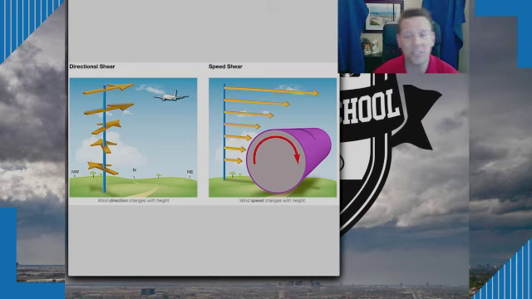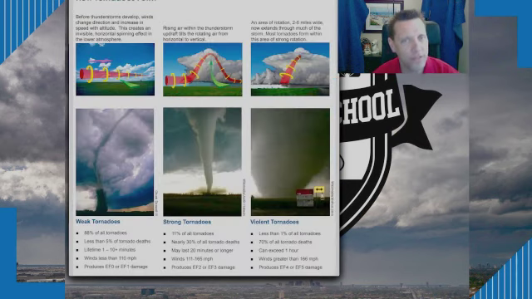Then you take a look at speed shear, and that's the difference in wind speed with height. At the Earth's surface, the winds are lighter, but as you move up, the winds strengthen, and that also creates that rotation within the wind field. That's what we're looking for. Rotation is key. So how do these tornadoes form?